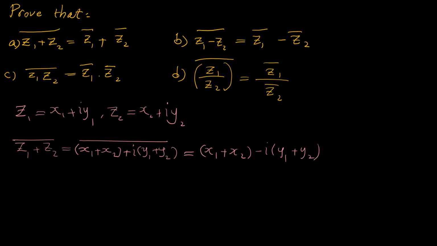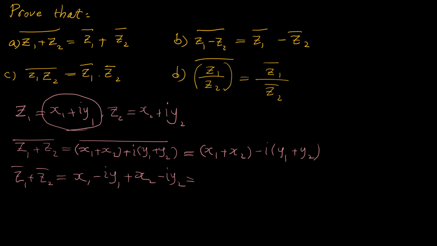Now let's see what is the value of the right side of this identity. So we want to find z1 conjugate plus z2 conjugate. Because z1 is this, z1 conjugate is x1 minus iy1. What is z2 conjugate? x2 minus iy2. Now if we add these two, we add real to real and imaginary to the imaginary. So it equals x1 plus x2, and we have negative iy1, and minus iy2, it would be minus i bracket y1 plus y2.